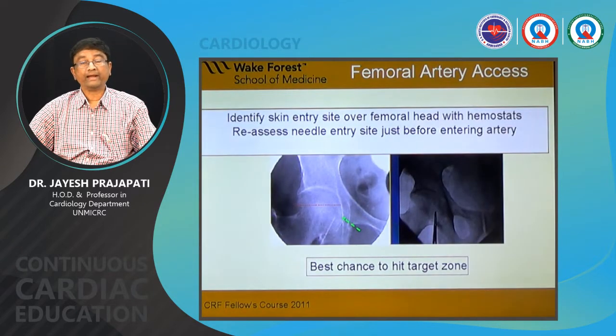So you can go this way. You can put the needle and you can see the lower and inner quadrant of the femoral head. That is the most important landmark. Or you can put forceps and then you give a needle. So these are the things you can do. These are the blind techniques you can use.